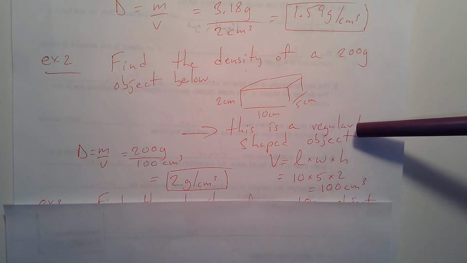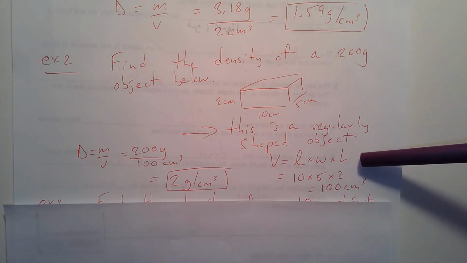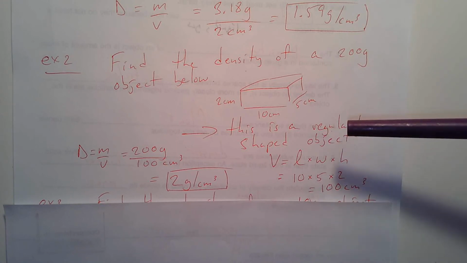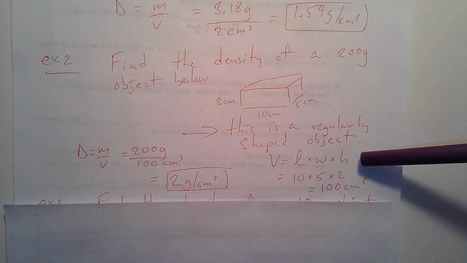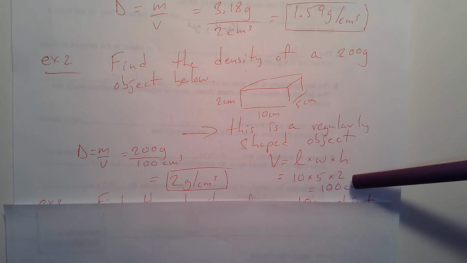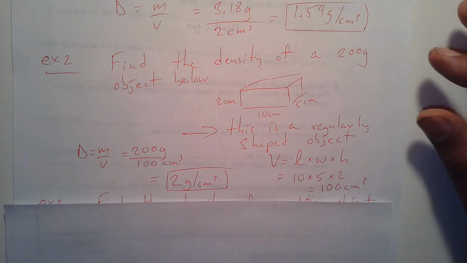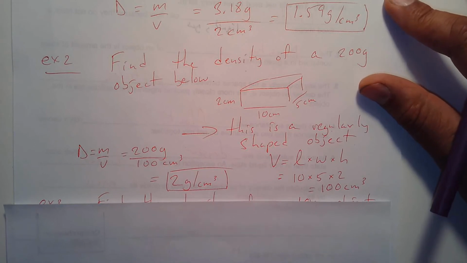Again, this is a regularly shaped object, and we're using the volume formula of a rectangular prism. I think that's the way they refer to it in Math 8, to get the volume. Okay, let's look at another one.